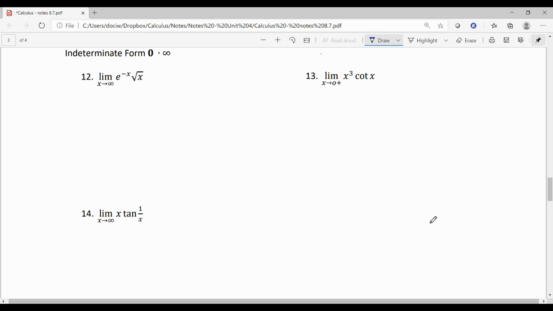So let's look at number 12. What you'll notice in number 12 is as x approaches infinity, e to the negative x is approaching 0. As x approaches infinity, the square root of x is getting infinitely large. We have the function e to the negative x that's approaching 0, and the function, the square root of x, that's approaching infinity. We don't actually have 0 times infinity. Okay? So the solution here to get out of this is actually fairly simple.